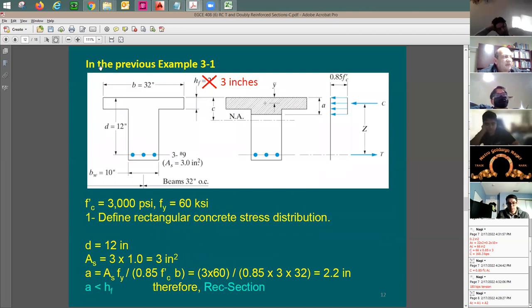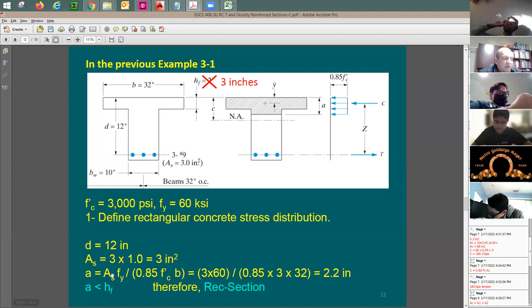Let's go through another example and look at what I have done. I took the previous example. I know that the flange thickness, or the slab thickness, was only 2 inches. I decided here to change it. I said, well, let me assume it's going to be 3 inches in our example here. See what difference it would make. Because I kept on saying, you're going to do the analysis, and if the neutral axis happens to be within the web, it's going to be a T-section. If it happens to be within the flange, it's going to be a rectangular section. So at the beginning, I assume it's going to be a rectangular section, and let's see what's going to happen here.